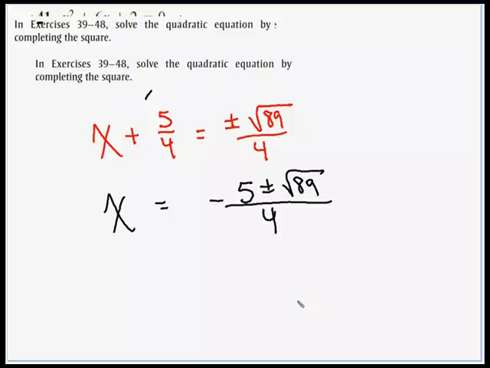And a little trickier. But we have our two solutions, negative 5 plus the root of 89 over 4, or negative 5 minus the root of 89 over 4.